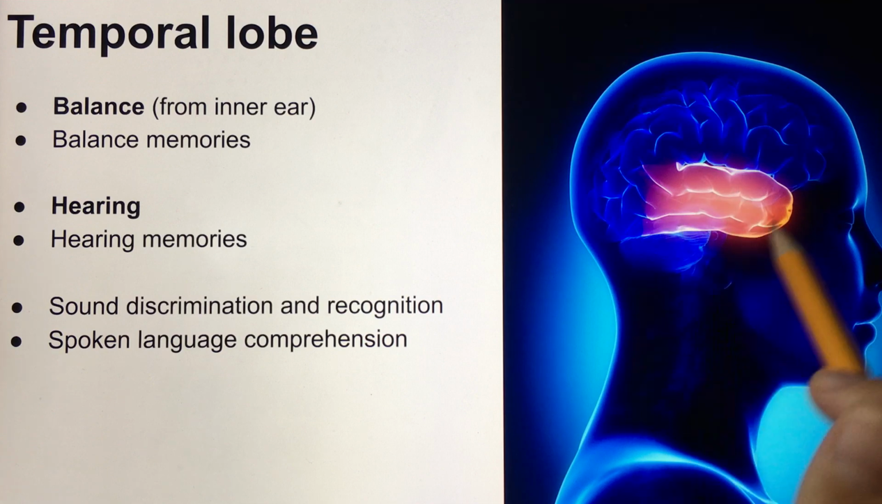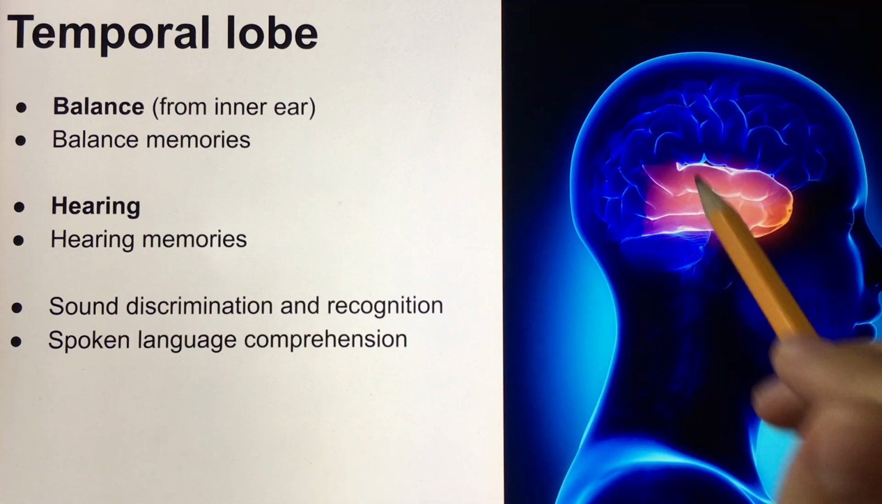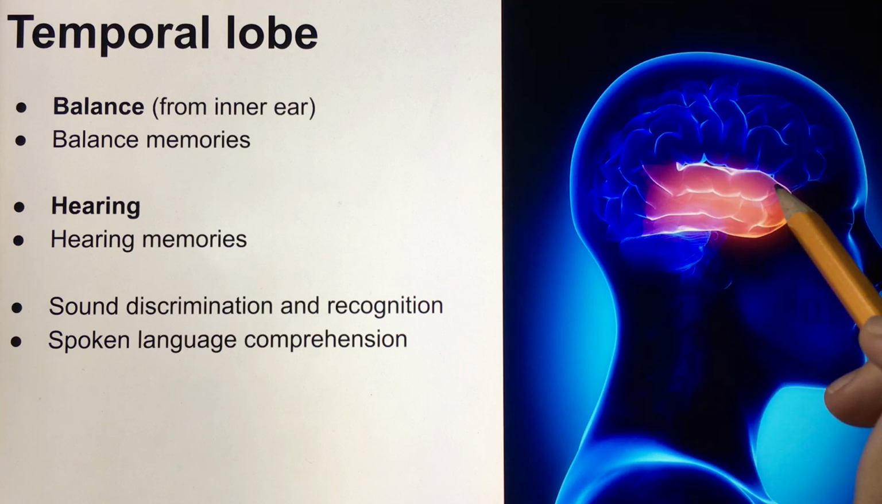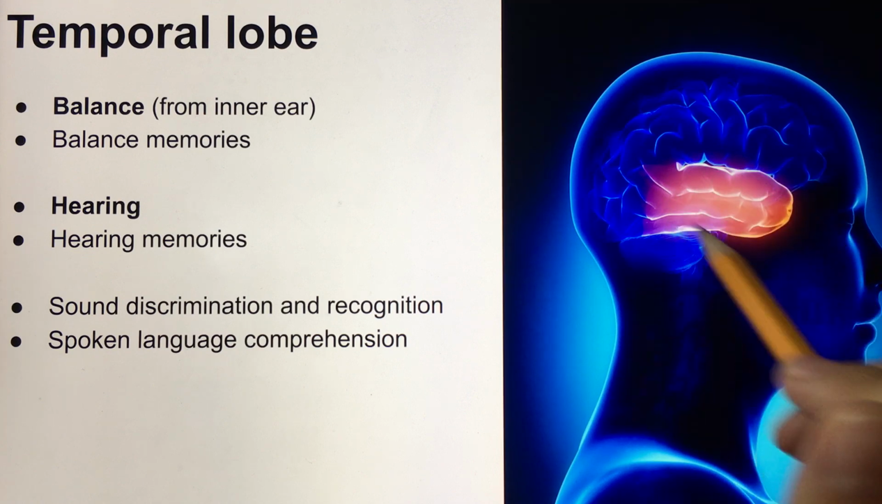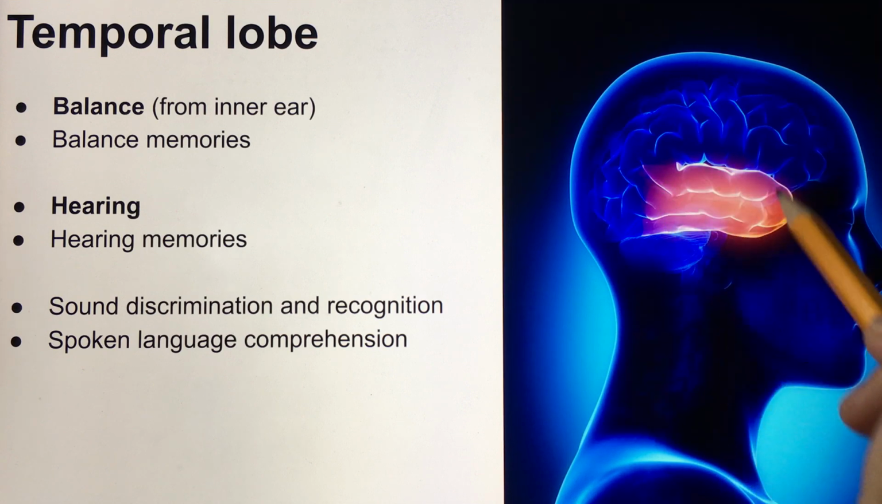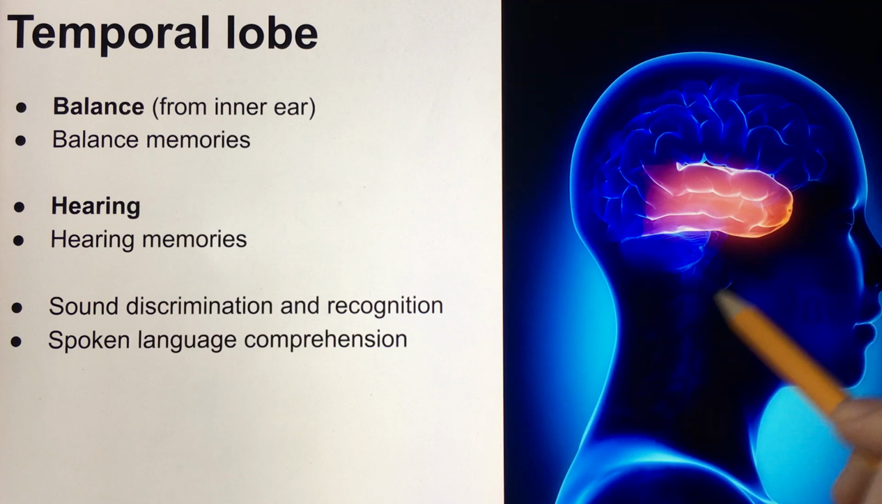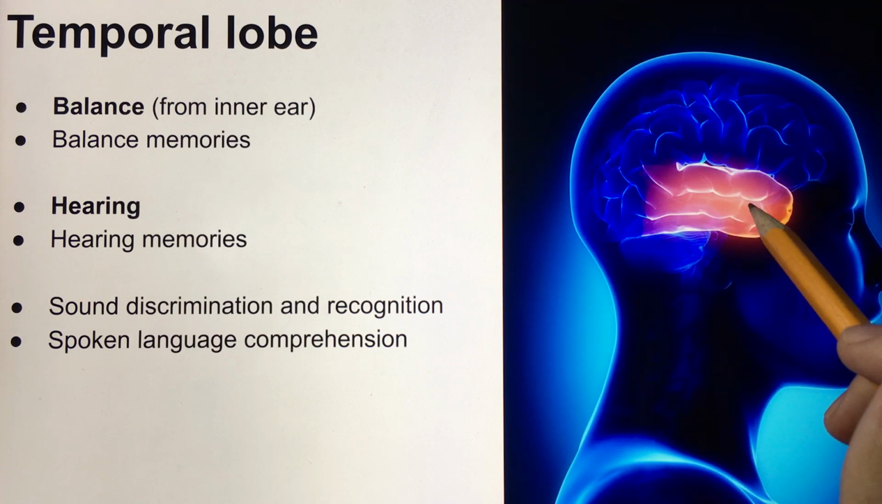The next lobe is the temporal lobe. This is the lobe around our ears. This is where the ear is. So it's going to be above and in front of the ears, kind of like behind the eyes. It's actually on the side of the brain. And this temporal lobe is involved in things that are actually detected by the structures in our ears because it's so close to the ears.